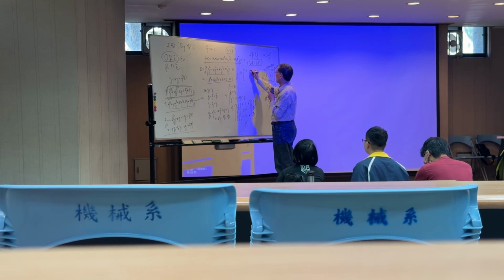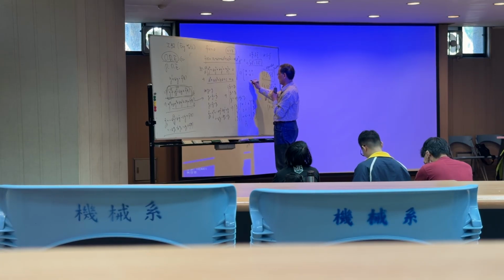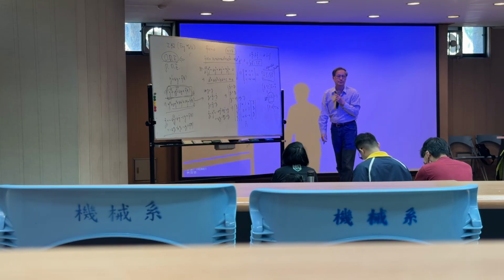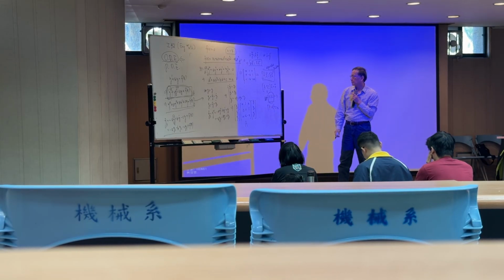Minus s, 1, 0. 0, minus s, 1. Minus c, minus b, minus a, minus s. This is equal to 0. Right? Isn't it?